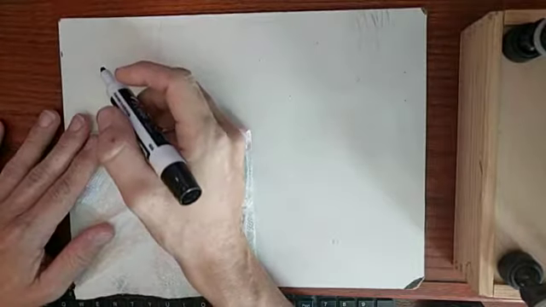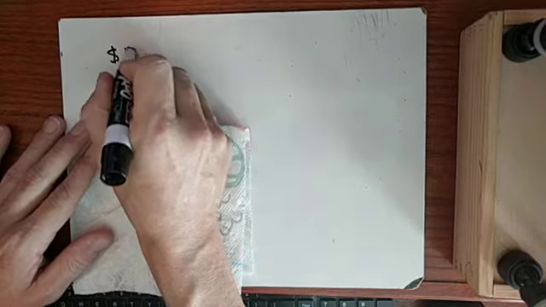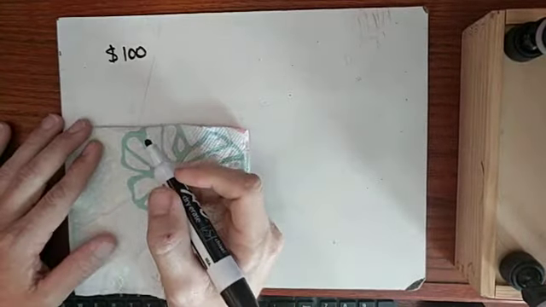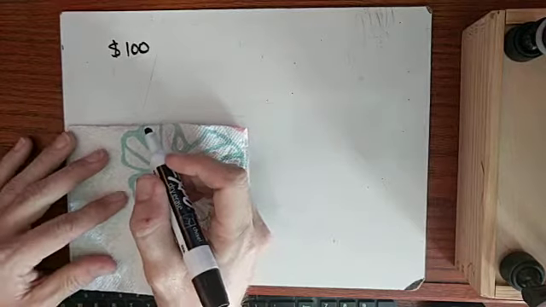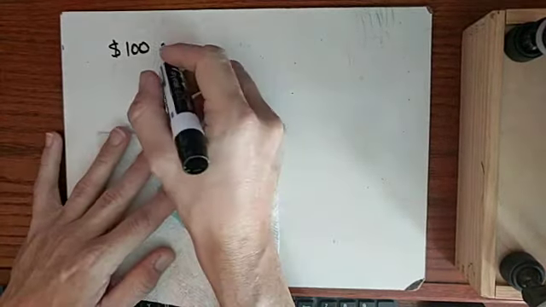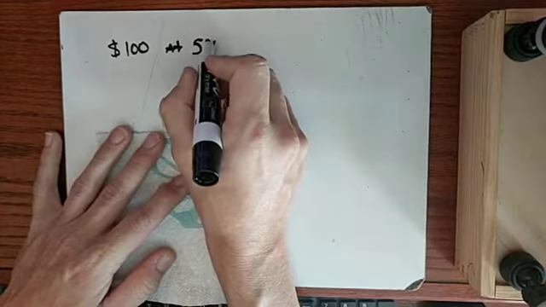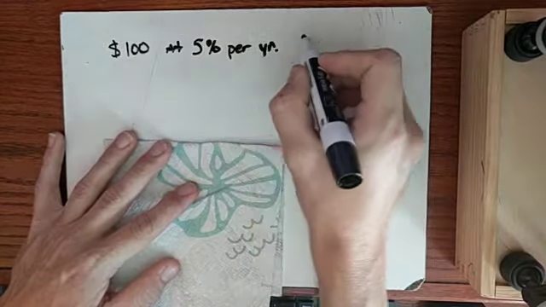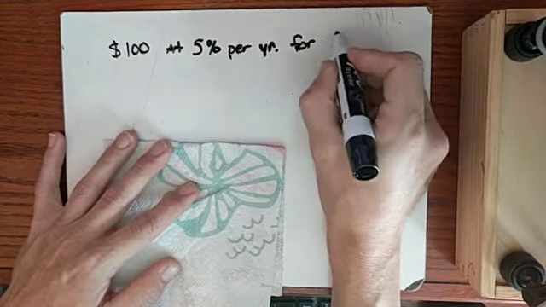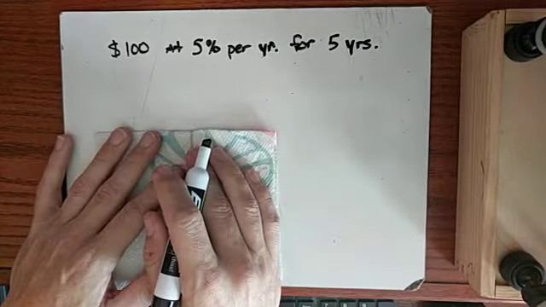Let's say that we have an extra $100 maybe we got for Christmas, and we don't know what to do with it. Of course, everybody knows what to do with it, but let's just say that we want to invest it, okay? So we want to invest this at 5% interest per year, let's say for 5 years. And then at the end of the 5 years, we'll see how much money we have, right?